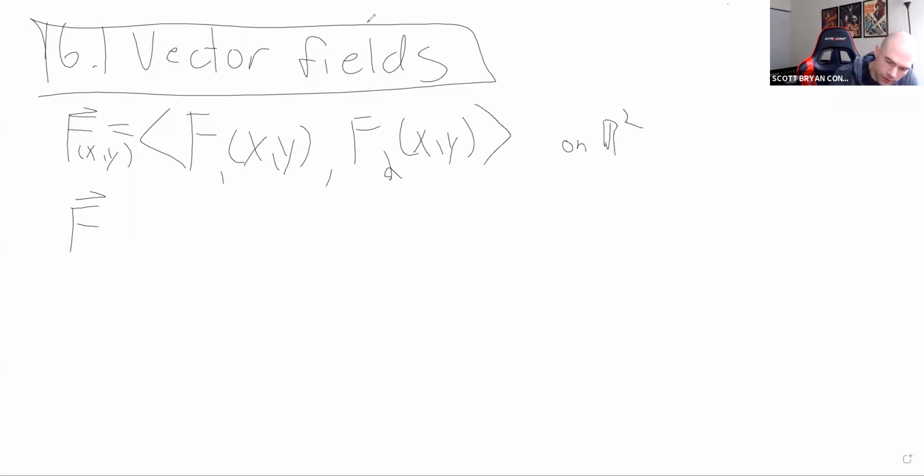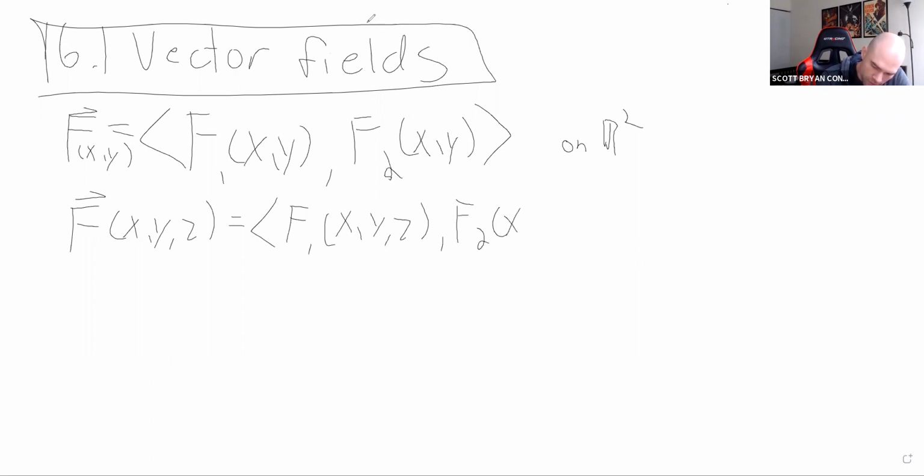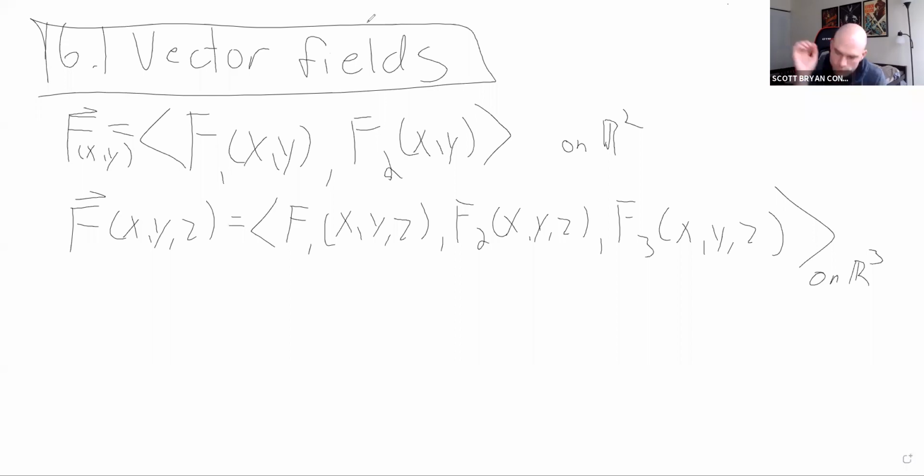So that's on R2, and on R3, to each point in the domain in R3, we assign a three-dimensional vector, each of whose components are scalar functions of the point. Okay, so these are vector fields. At every point, you're attaching a vector, assigning a vector according to the function.